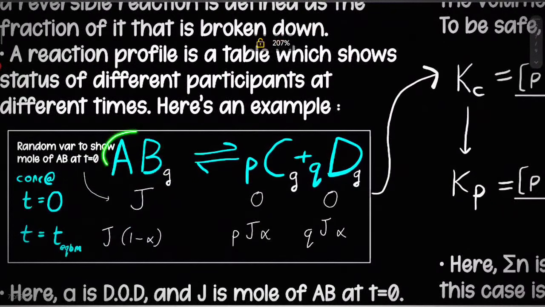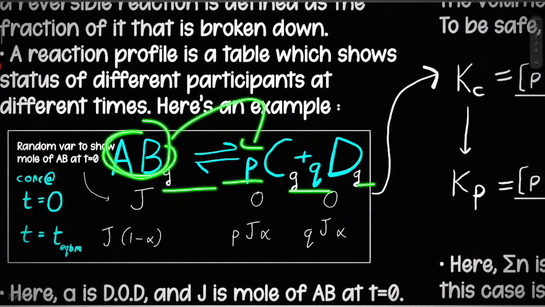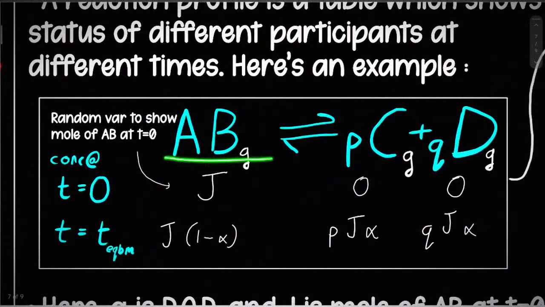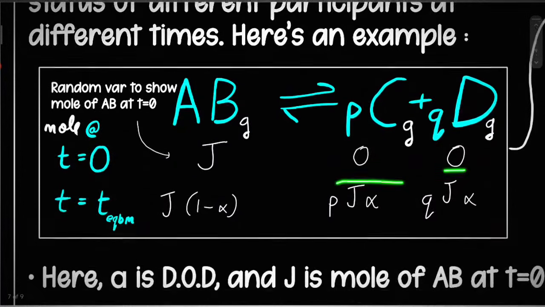Here's an example. Let's say AB. Keep in mind all of this is gases. So AB breaks down into P moles of C and Q moles of D. Let's say the moles of AB at t equals 0 was J. I know it's a weird variable, but I am weird too. I have written concentration in the table, but it is the number of moles, because even I get confused. The number of moles at t equals 0 of AB is J, and since the reaction hasn't started, C and D have no moles yet.